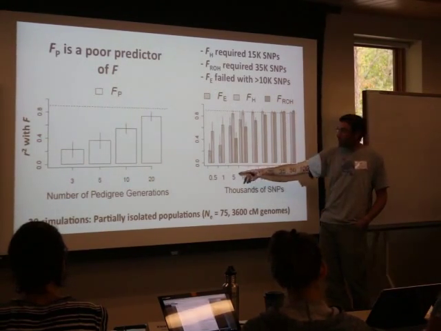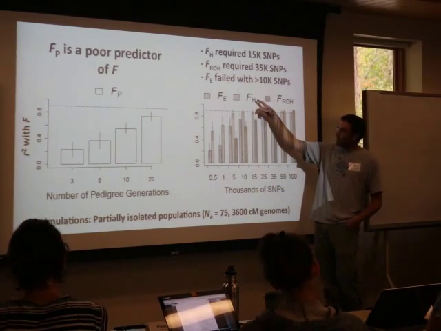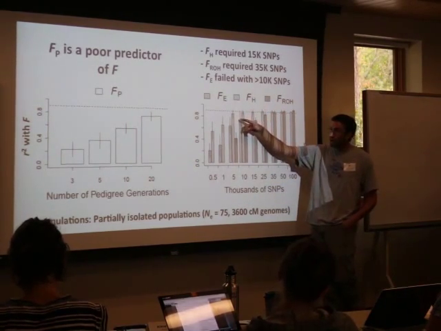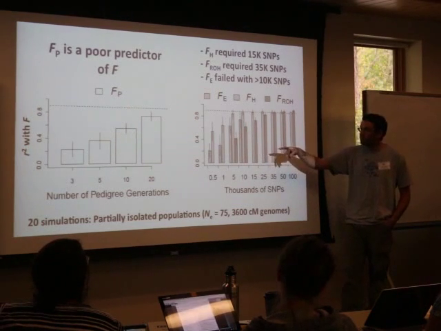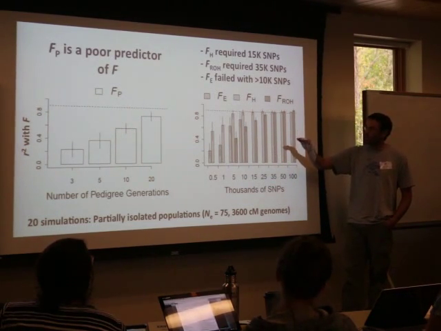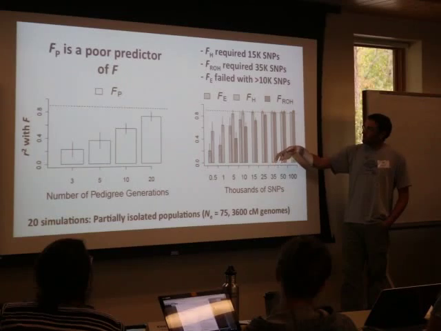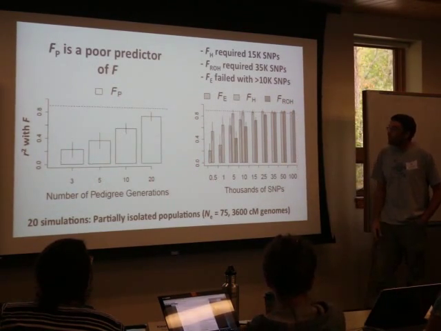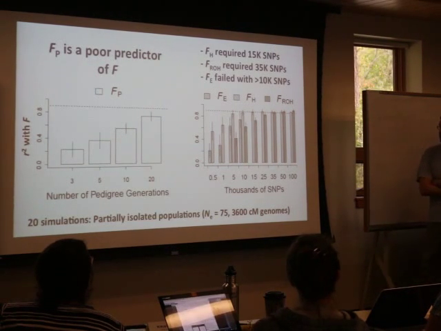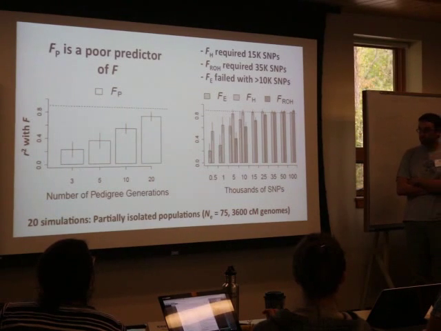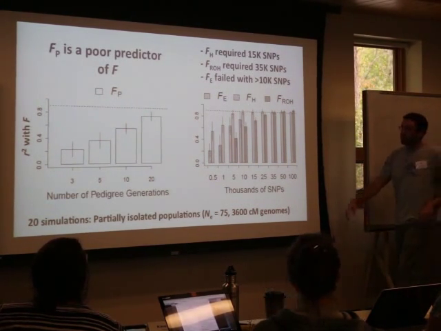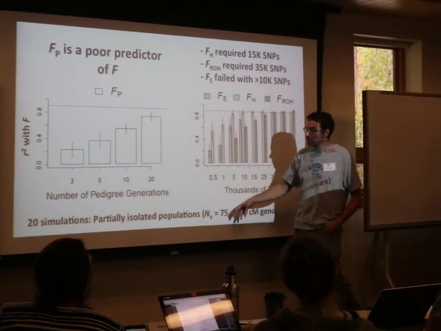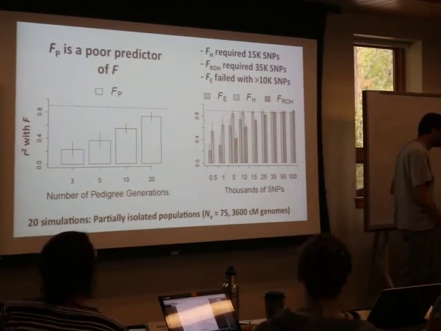And with about 5,000 markers, the heterozygosity-based measure of individual inbreeding had higher precision in this demographic scenario than even a pedigree including 20 generations. And the F rho measure of individual inbreeding required a lot more loci, up to around 25 or 35,000 markers, to become a precise measure of individual inbreeding. So I should say the bars are the standard deviation among 20 simulation replicates.